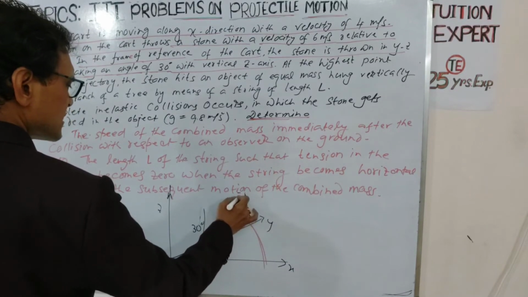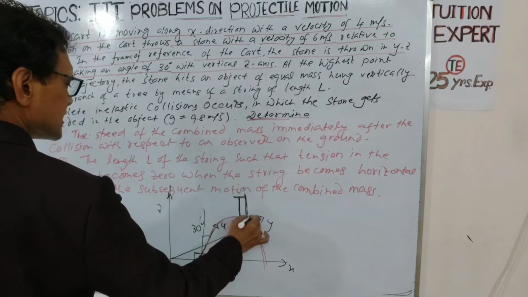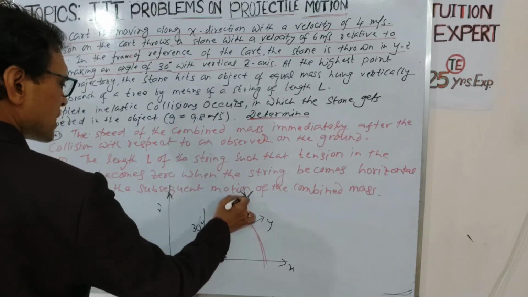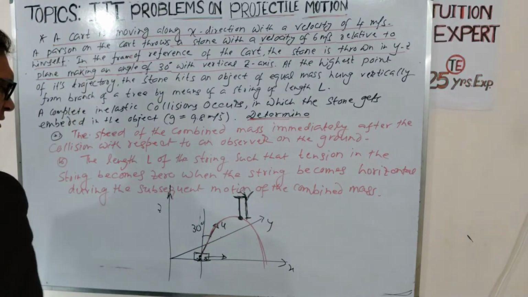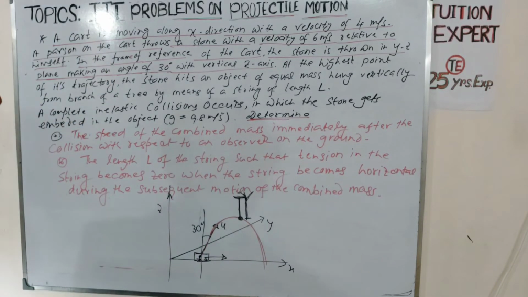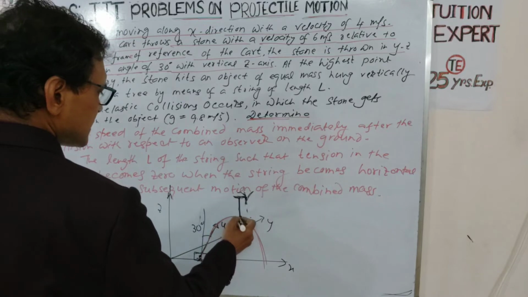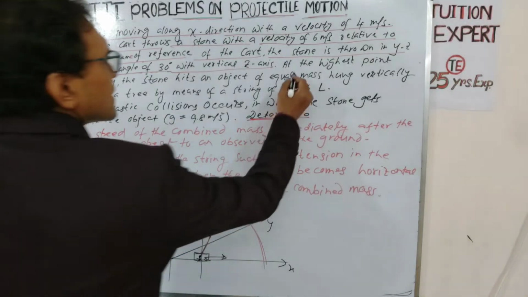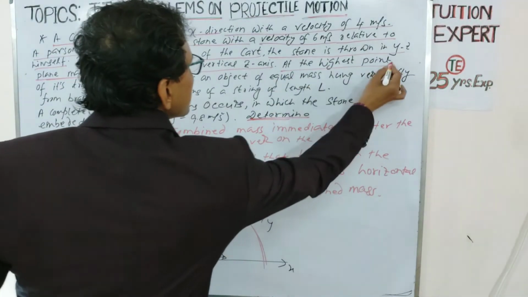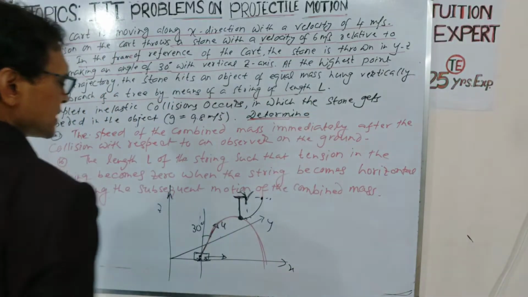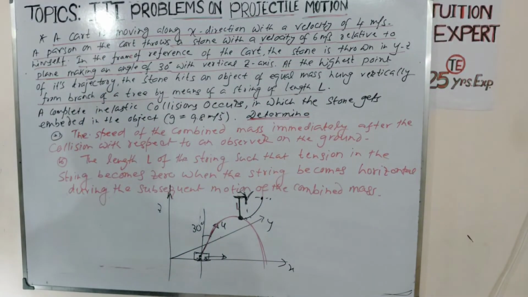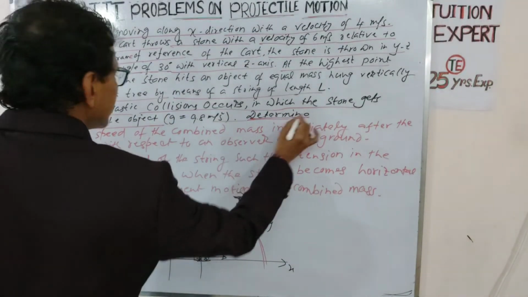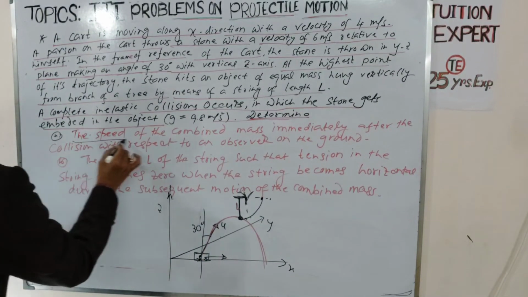A stone is hanging from the branch of a tree. This is a tree, and this is a branch. The thrown particle strikes the body here, and finally the string will be like this. At the highest point from the branch of the tree, by means of a string of length L, a completely inelastic collision occurs in which the stone gets embedded in the object. Determine the speed of the combined mass.